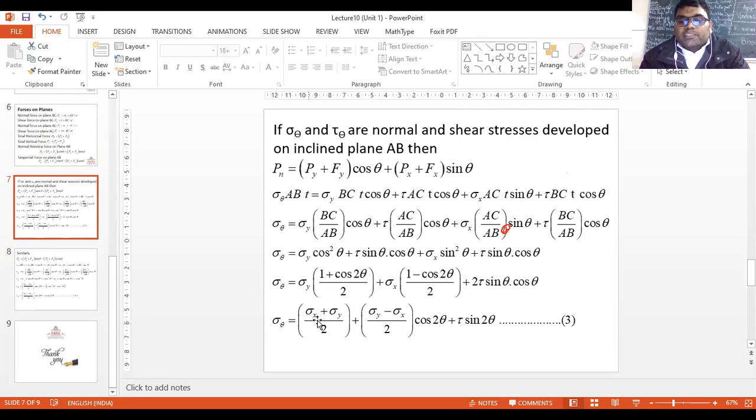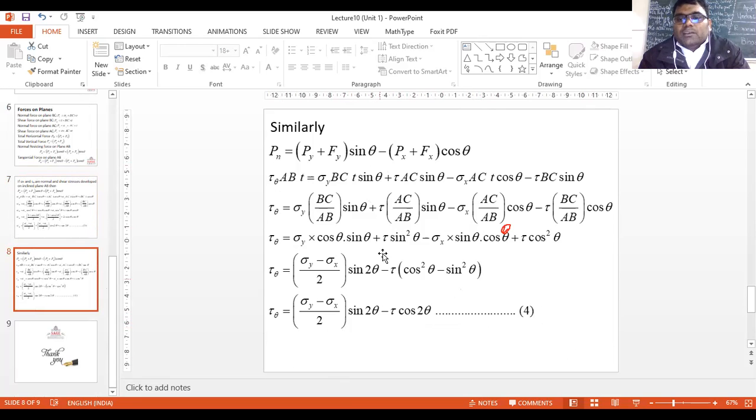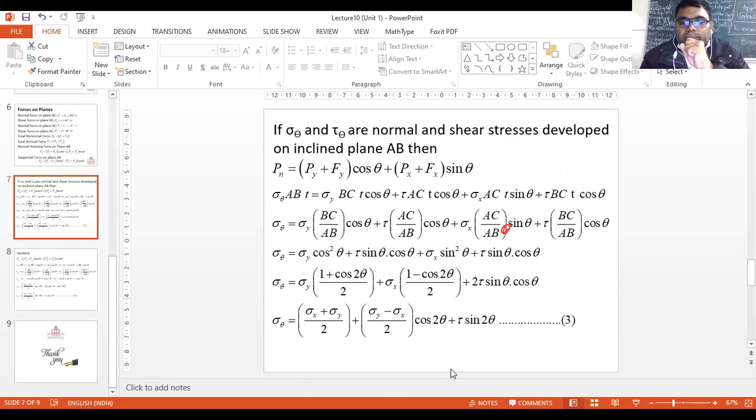So the final expression is sigma x plus sigma y by 2, plus sigma y minus sigma x by 2 cos 2 theta, plus tau sin 2 theta. This is simple mathematics. You can solve it. Similarly, in this equation you put the respective values and you will get sigma y minus sigma x by 2 sin 2 theta. In the previous one, in the first case, you obtained this one only, and in this case there is an added minus tau cos 2 theta, and in the other equation the term plus tau sin 2 theta is added on.